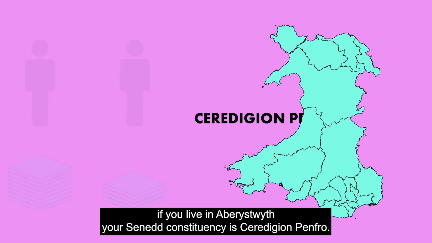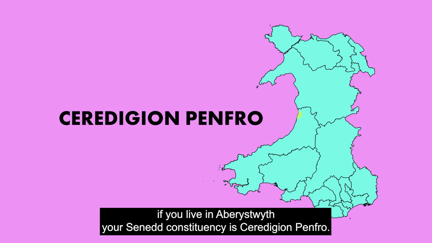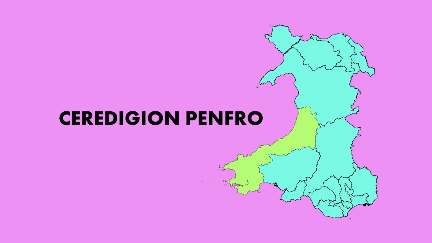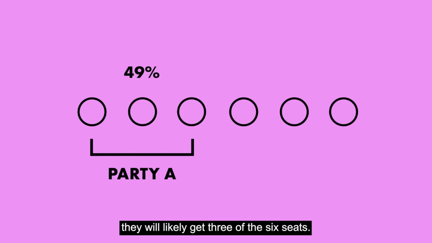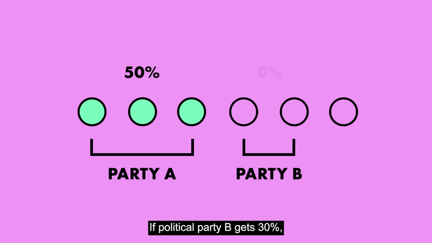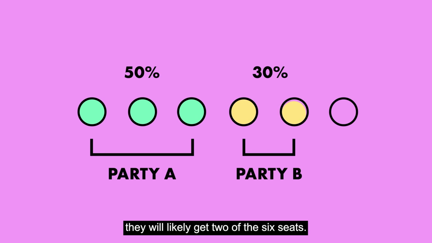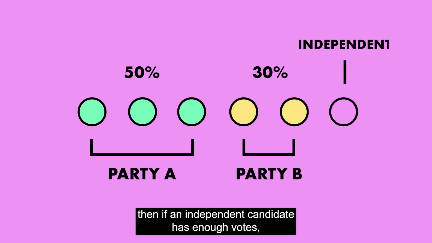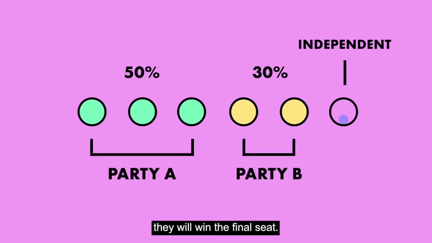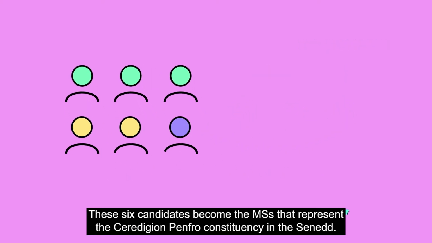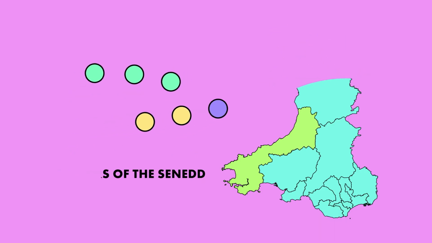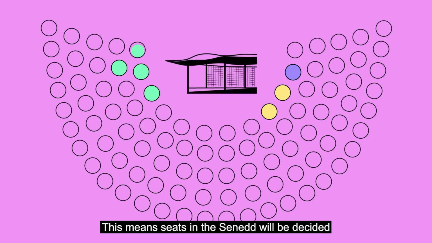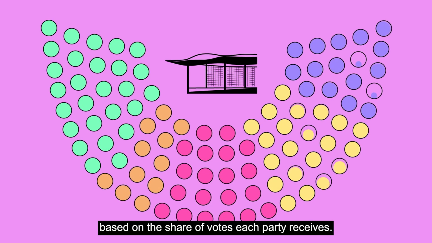For example, if you live in Aberystwyth, your Senedd constituency is Ceredigion Penfro. If political party A gets 50% of the votes in your constituency, they will likely get 3 of the 6 seats. If political party B gets 30%, they will likely get 2 of the 6 seats. Then if an independent candidate has enough votes, they will win the final seat. These 6 candidates become the MSs that represent the Ceredigion Penfro constituency in the Senedd. This means seats in the Senedd will be decided based on the share of votes each party receives.